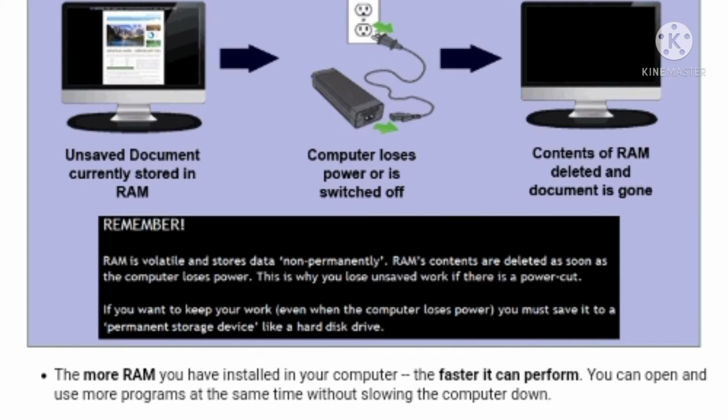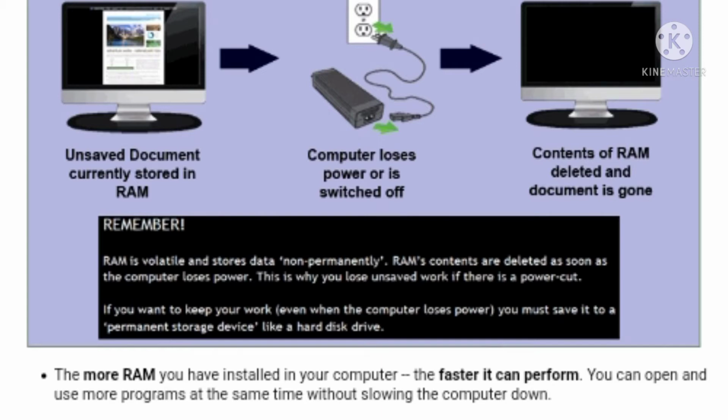From the monitor, the unsaved document is currently stored in RAM. Then the computer loses power because it was suddenly switched off. After that, the contents of RAM are deleted and the document is gone. Remember, RAM is volatile and does not store data permanently. RAM's contents are deleted as soon as the computer loses power. This is why you lose unsaved work if there is a power cut.